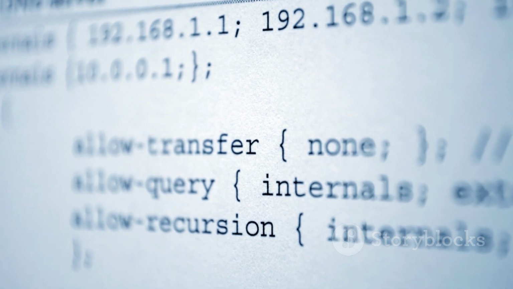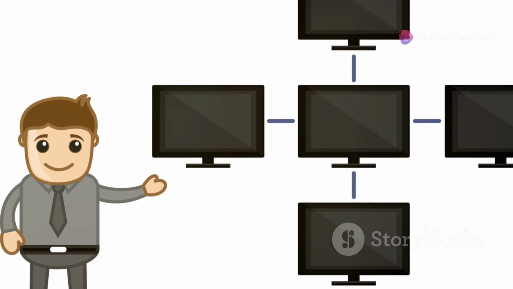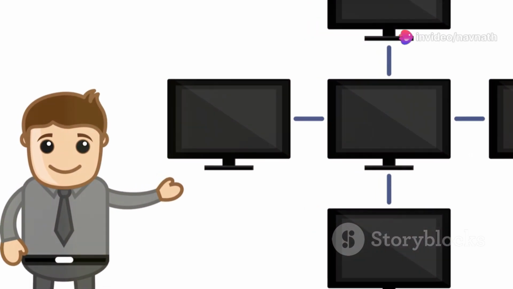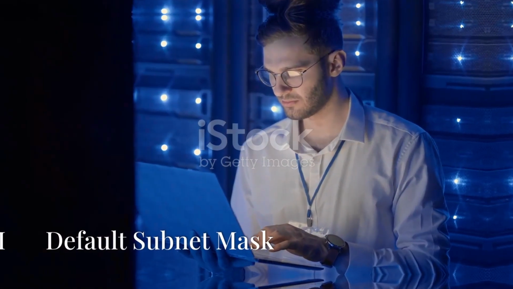Class D: 1110, 224 to 239. Number of IP addresses is 2 to the power of 28. Class E: 1111, 240 to 255. Number of IP addresses is 2 to the power of 28.